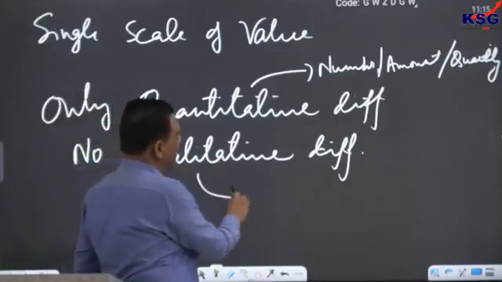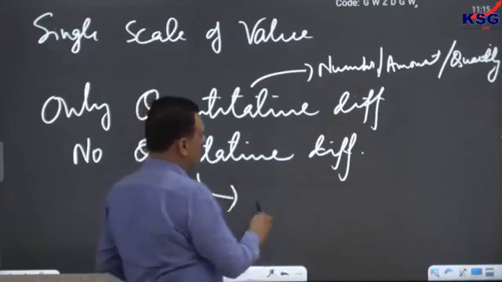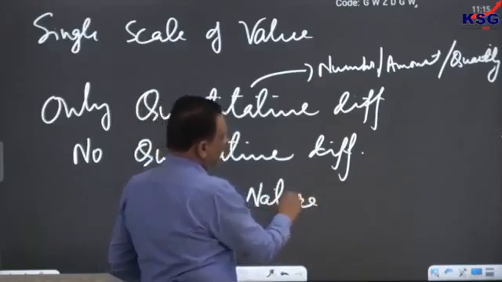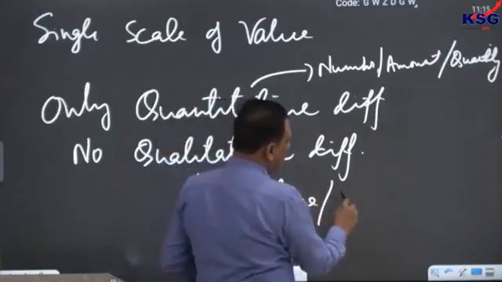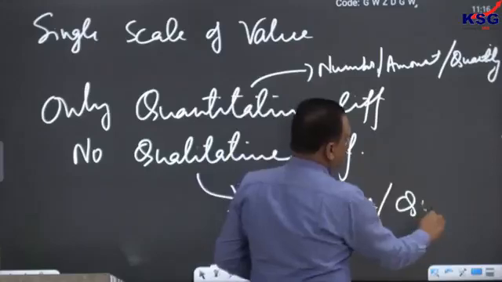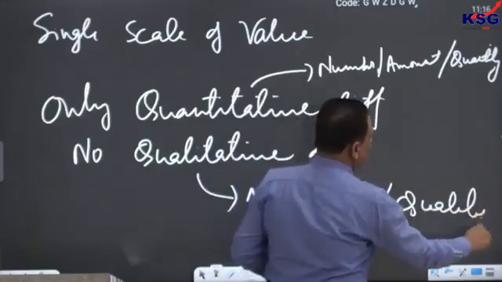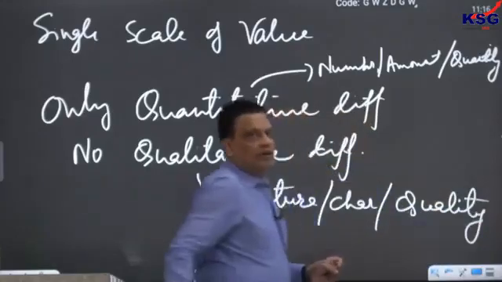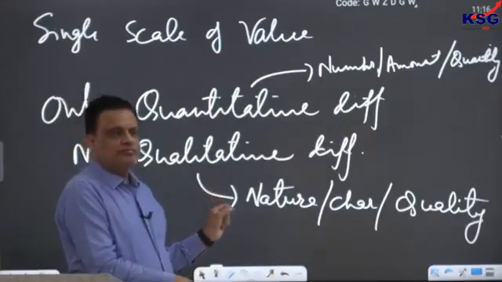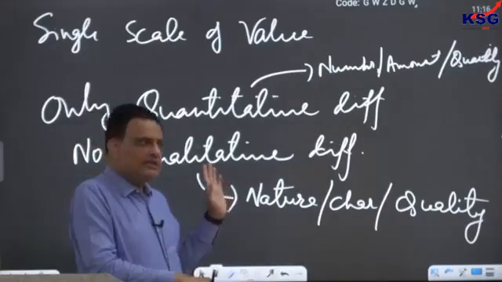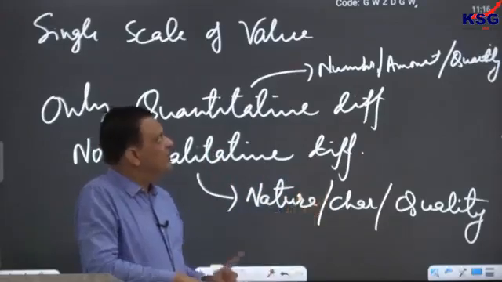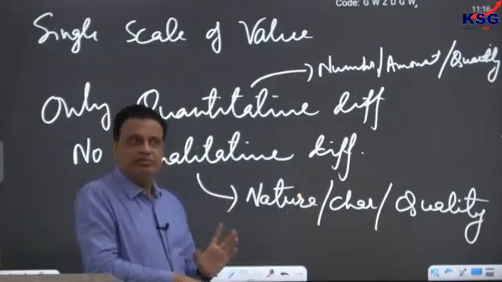Qualitative difference means that things are different in terms of their nature, their character, their quality. So when things differ from each other in terms of their nature or character or quality, then they cannot be compared. Comparison is impossible in that case.